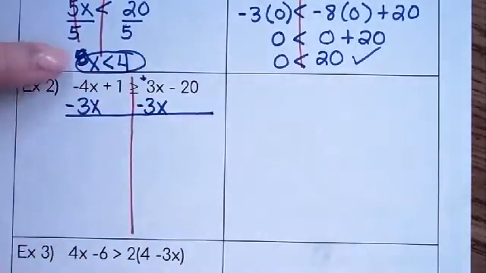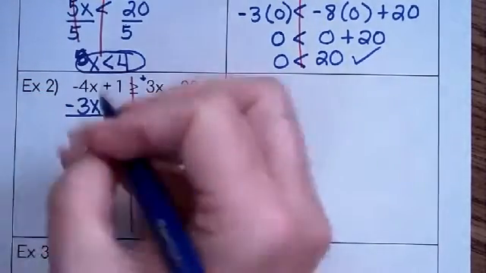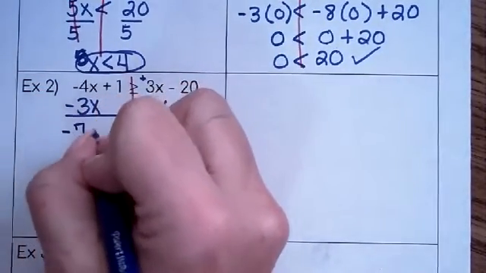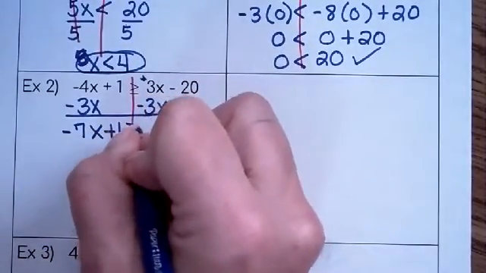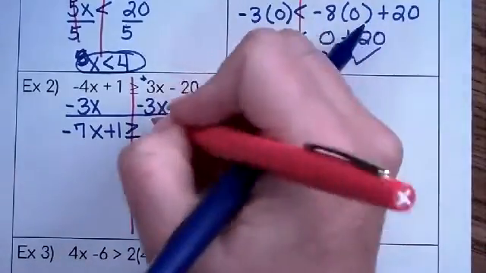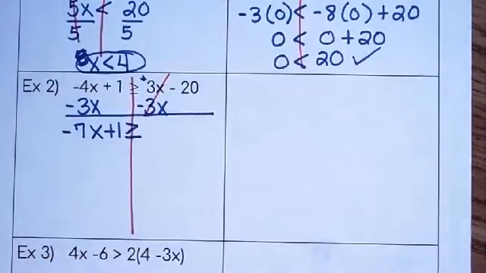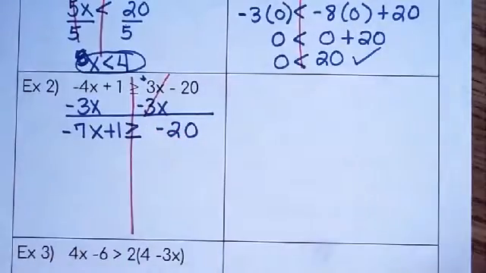Now, right here, negative 4 minus 3, that's negative 7x. Plus my 1, bring down my inequality sign. We know that the 3x minus 3x cancels out, and I'm left over here with negative 20.